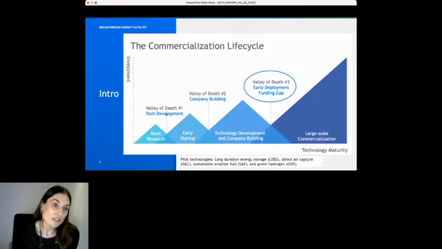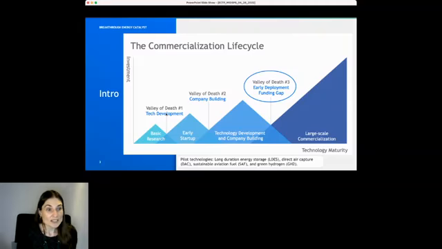This framework specifically applies to a certain kind of emerging climate technology. These are technologies where they're past the technology development and company building phase, but they're not yet at large-scale commercialization. Unfortunately, there is this valley of death, it's referred to, in the commercialization life cycle, where investment is often slow at this point between technology development and large-scale commercialization.